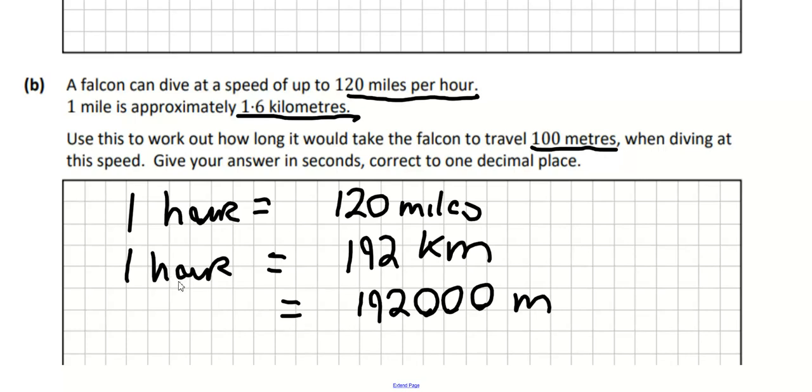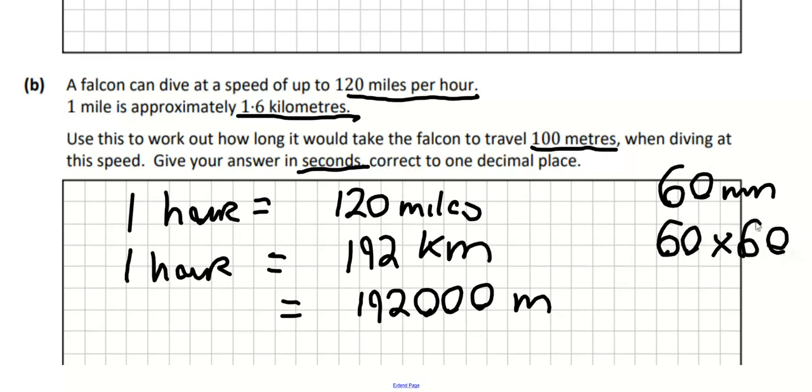Next question. 1 hour is how many minutes? And in 60 minutes, how many seconds are there? Another 60, isn't there? So what's 60 times 60? So would you all agree that in 3,600 seconds, a falcon can travel 192,000 meters? Okay with that? Provided it's diving, free falling all the way.